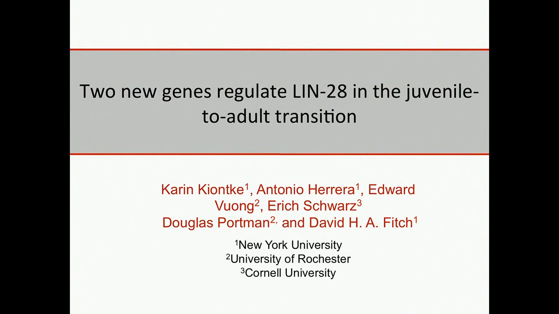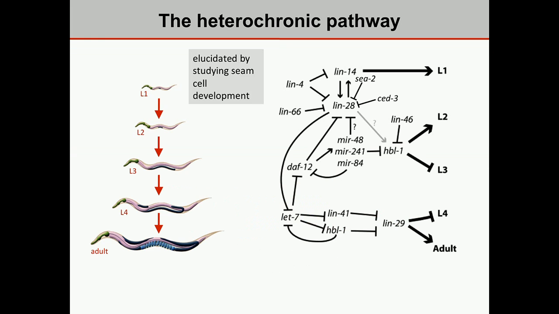So yeah, I'm going to report on a collaboration with the lab of Doug Portman, with some contributions from Eric Schwartz. The development of C. elegans from L1 to adult is regulated by the heterochronic pathway, which has been elucidated mostly by studying seam cell development over many years. And here you can see an abbreviated version of it. I added set 3 here.